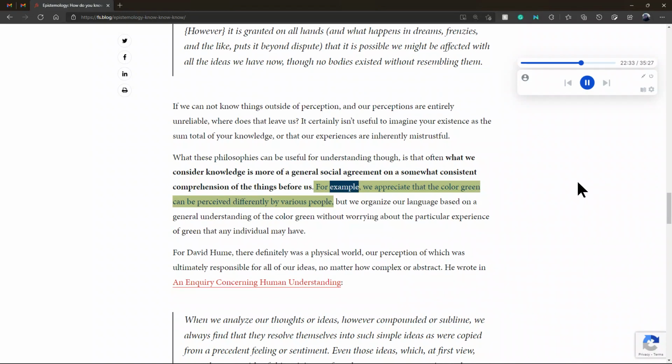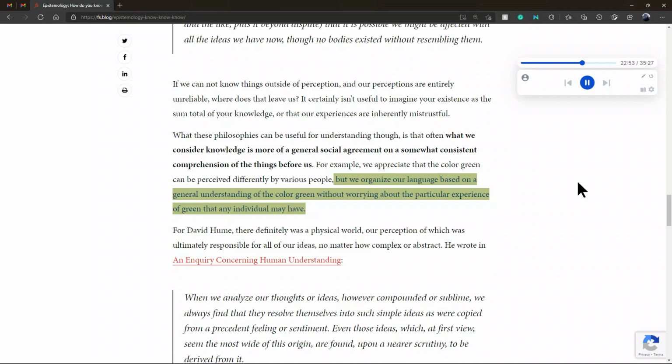For example, we appreciate that the color green can be perceived differently by various people. But we organize our language based on a general understanding of the color green without worrying about the particular experience of green that any individual may have.